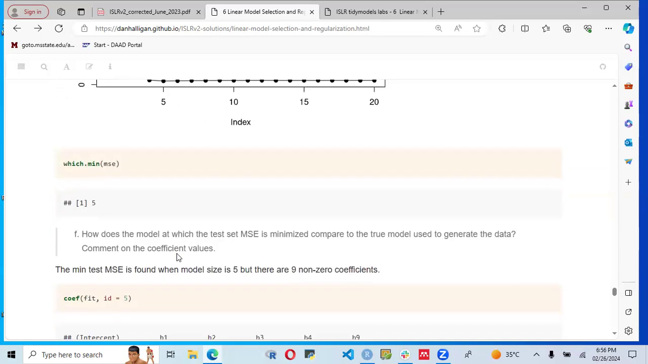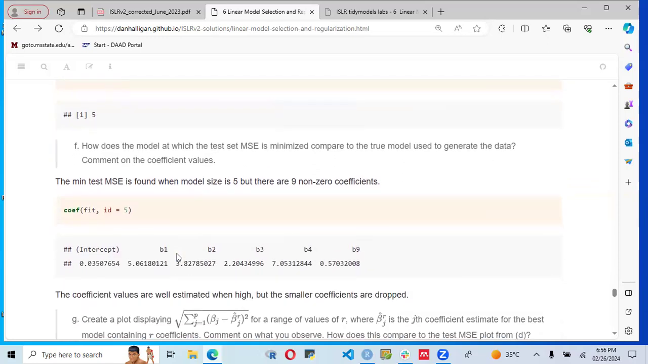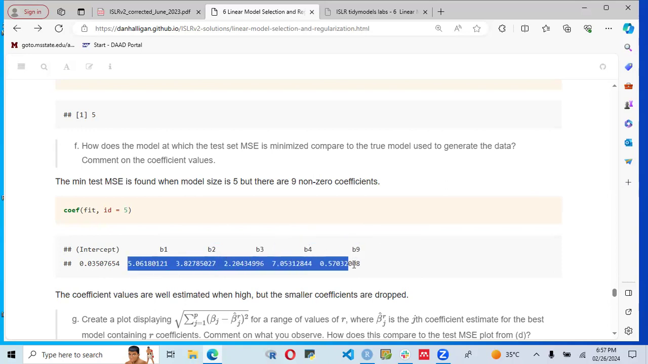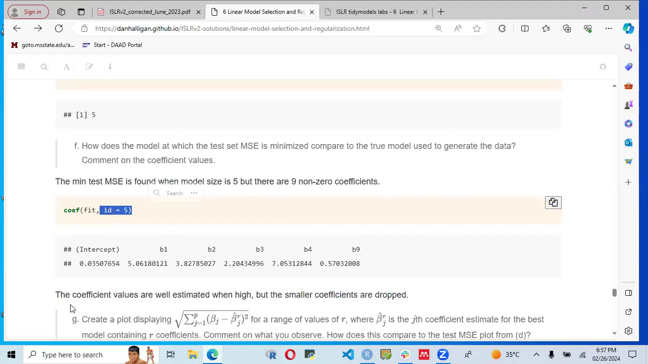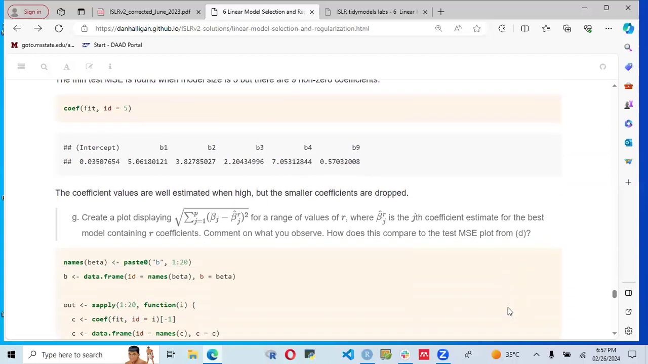Here they say, how does the model at which the test set mean square error is minimized compare to the true model used to generate the data? Comment on the coefficient values. So here we say that the minimum test mean square error is found when the model size is 5, but there are 9 non-zero coefficients. So we have coef of the fit with id equal to 5. We have B1, B2, B3, B4, B5. We can see the id, because here we specify the id should be 5. Here we see that the coefficient values are well estimated, but the smaller coefficients are dropped.